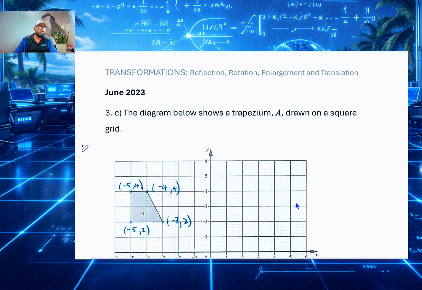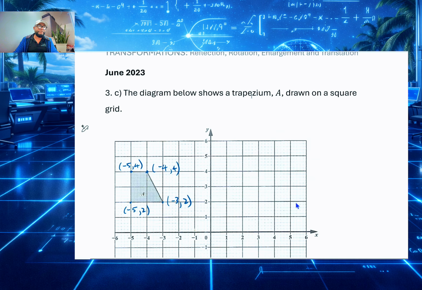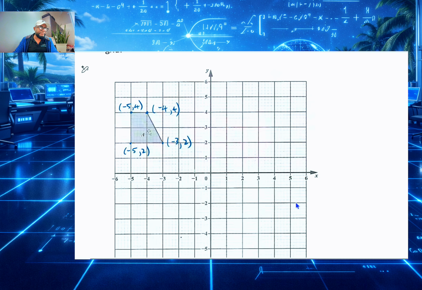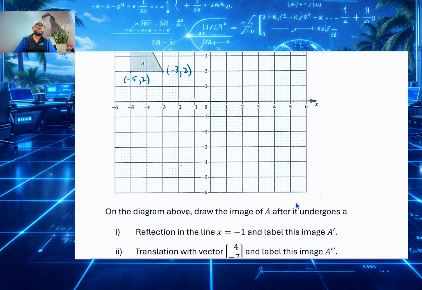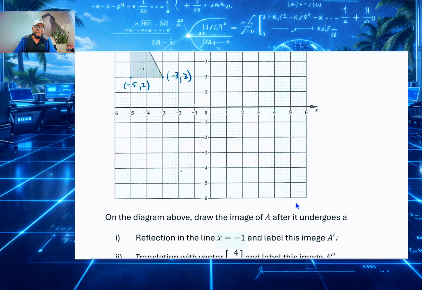This is June 2023, number 3. The diagram below shows a trapezium A drawn on a square grid, right? So you have your trapezium A here. On the diagram above, draw the image of A after it undergoes a reflection in the line x is equal to -1. Label this image A prime. This little thing up here means prime, or you can say A complement, right?